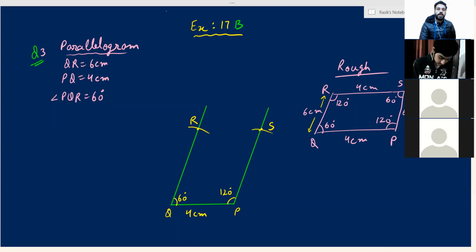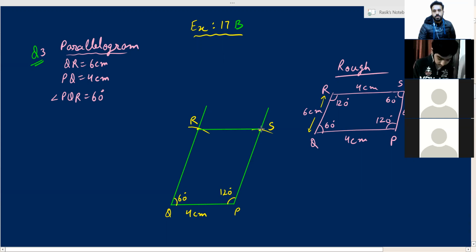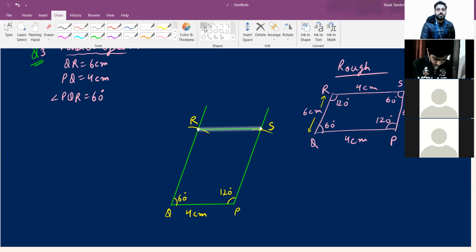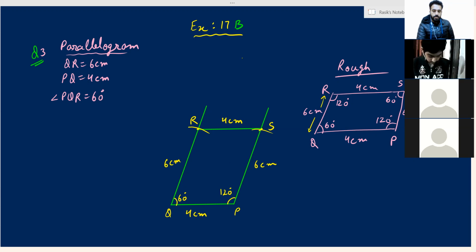Now only a formality is left. Just join RS. You will get the required parallelogram. You can see it is a parallelogram. Right, all of you? You can now write the dimensions 6 centimeters, 6 centimeters, 4 centimeters. That's it. This is the parallelogram. So we have used the properties of parallelogram to construct this parallelogram with very limited information. Still, we can construct it.